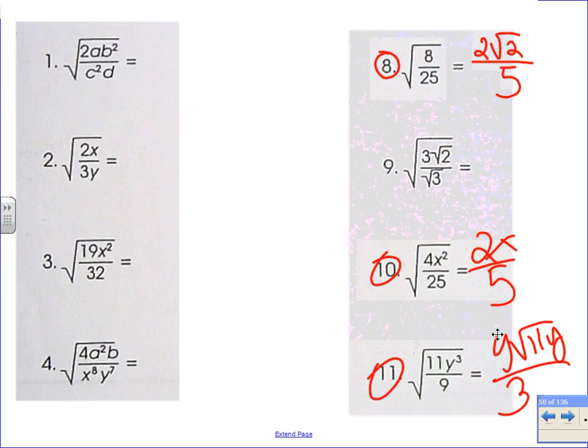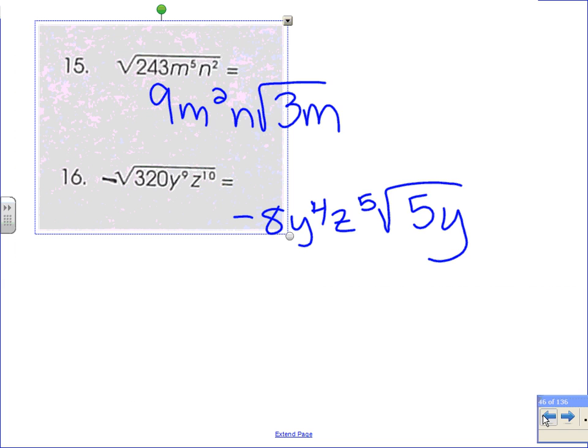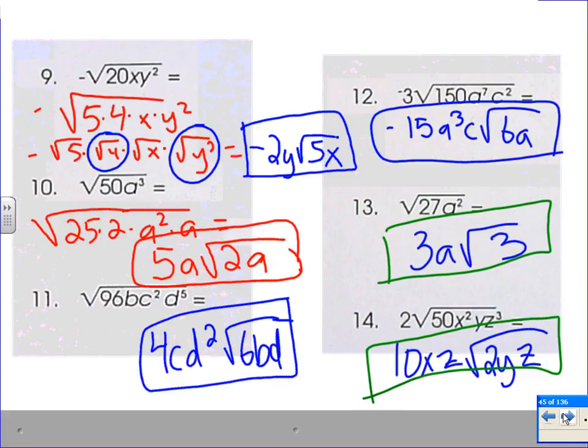Jordan? Sure? Anyone on 8, 10, or 11? All right, how about the front? Anything on 1 through 16 you need me to go over? Jordan, what number? 12? Okay. Number 12, Jordan, did you write down what you broke yours down into or no?